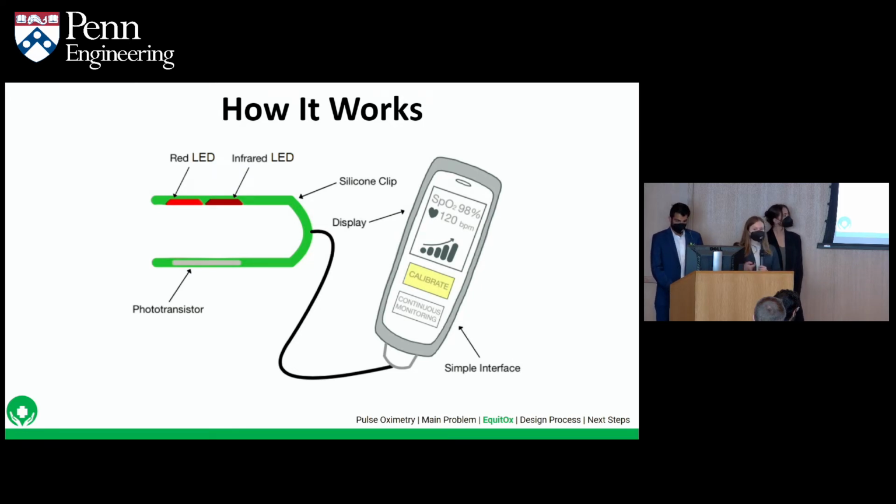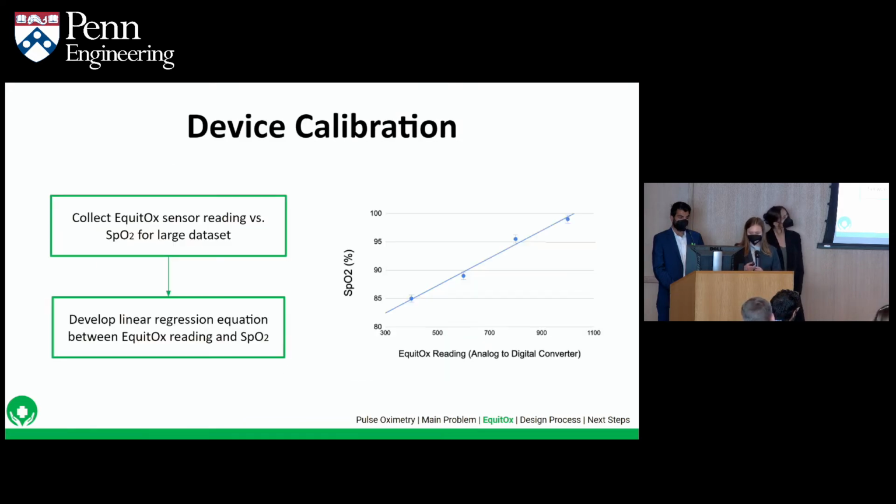So to use the device, the user will first place the tongue to collect a single reading, and then transfer their clip to the finger for continuous monitoring. This approach calibrates the finger monitoring to the individual and helps to account for some of the inaccuracies of a finger-only approach. And so while our novelty comes from that individual method of calibration, we also want to ensure that the equations that we're using for our device are accurate as well. So to internally calibrate EquitOx, we collect EquitOx sensor readings and SpO2 from a large, diverse data set. And we use that data to develop a linear regression equation between our sensor readings and SpO2 that's used in our device.